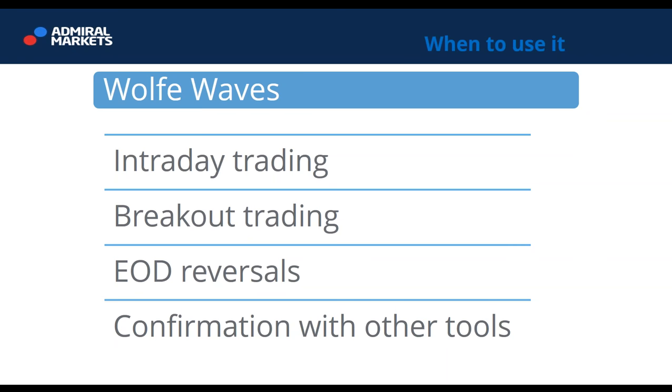Also, it's used for breakout trading, and I mostly use it for additional breakout trading. In my opinion, it's very, very useful. Then end of day reversals, it's also very good to use it for those. But as I said, it needs just a slight confirmation with other tools. My favorite tool is confluence. I want to see other confluence parts, not just Wolfe waves and 1-2-3 trend line breaks. I will explain what 1-2-3 trend line breaks are.